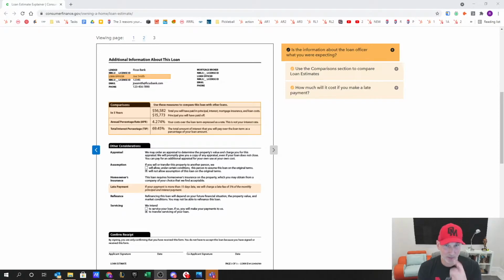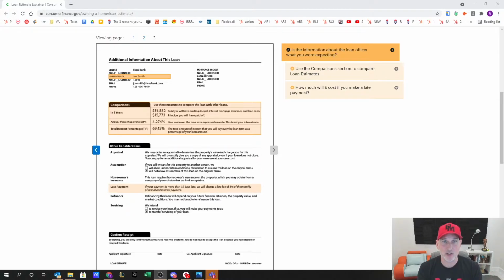And the last one here, I'm not even really sure what good this number is, but it's kind of a scary number: your total interest percentage, the TIP, 69.45% in this scenario. It represents the total amount of interest that you will pay over the loan term as a percentage of your loan amount. I'm not sure why that is even important, but it's there.